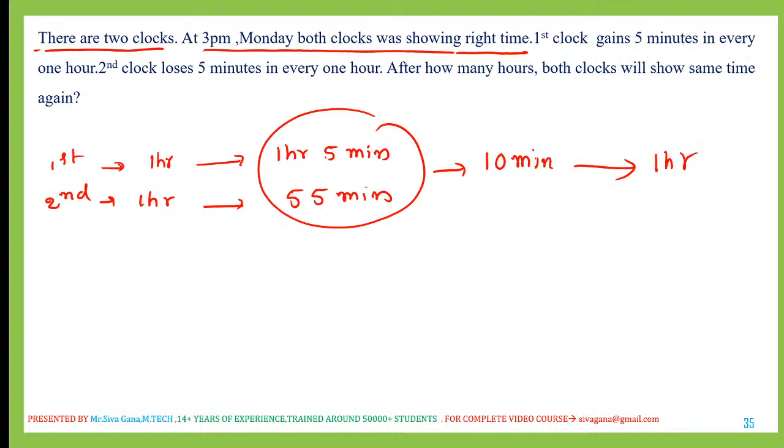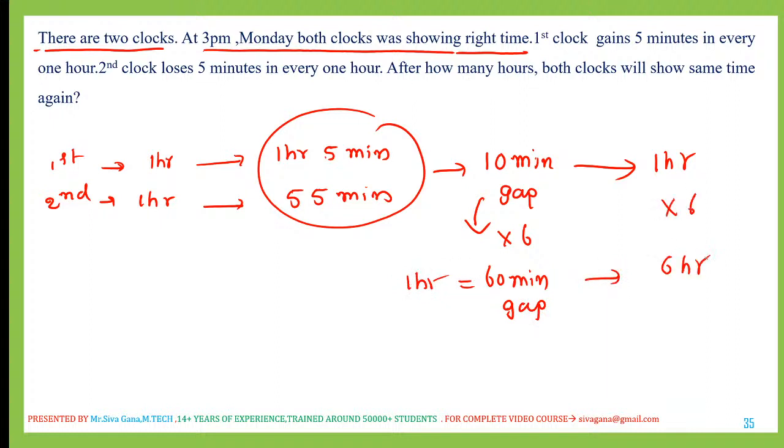I already told you, if the time gap is 12 hours, both show the same time. So extend this gap to 12 hours. Multiply by 6, I will get 60 minutes. 60 minutes is the gap, which is nothing but 1 hour. A 1 hour time gap happens in 6 hours.